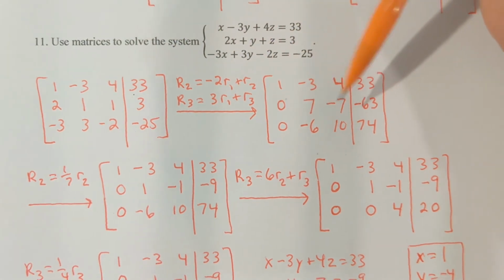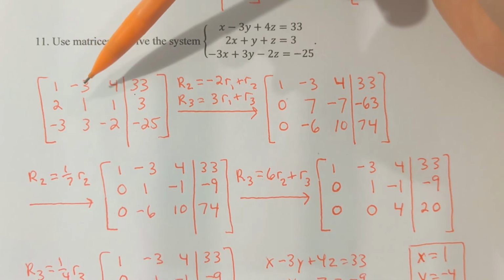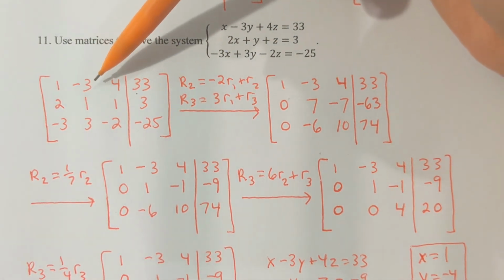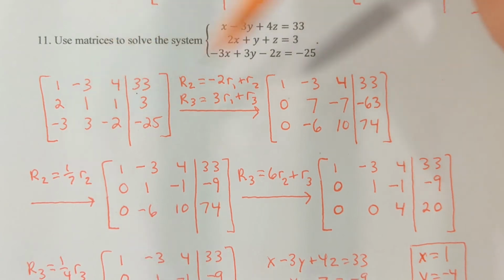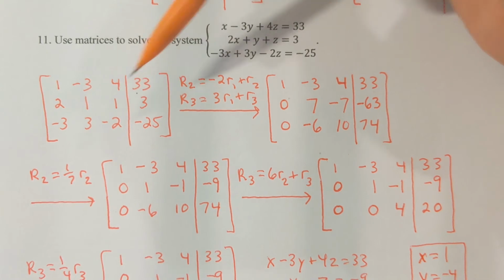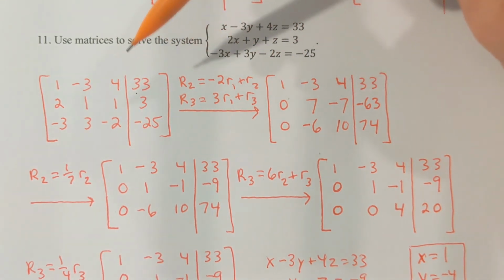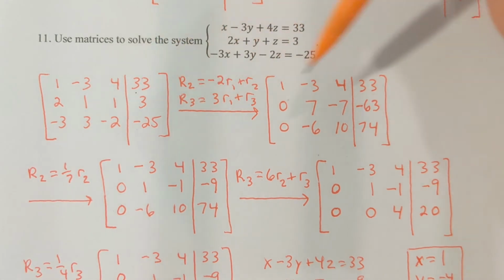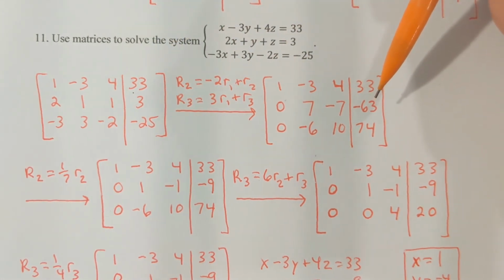And let me see what the other numbers are going to be. Negative 2 times row 1 plus row 2. Okay, so negative 2 times negative 3 is 6, plus 1 is 7. Negative 2 times 4 is negative 8, plus 1 is negative 7. Negative 2 times 33 is negative 66, plus 3 is negative 63.